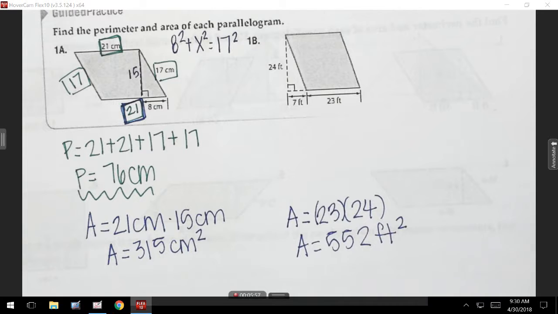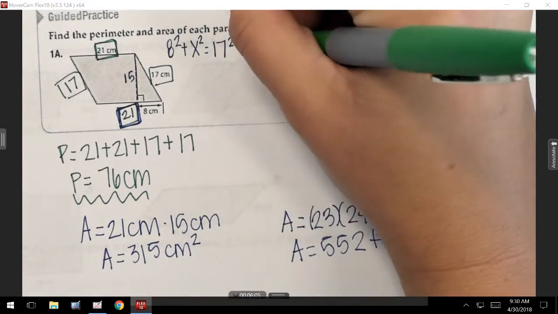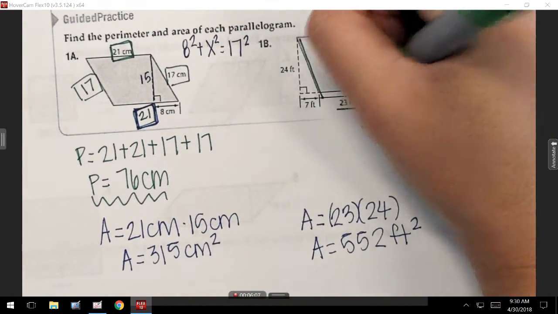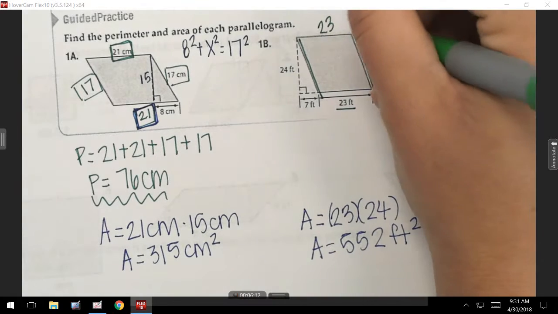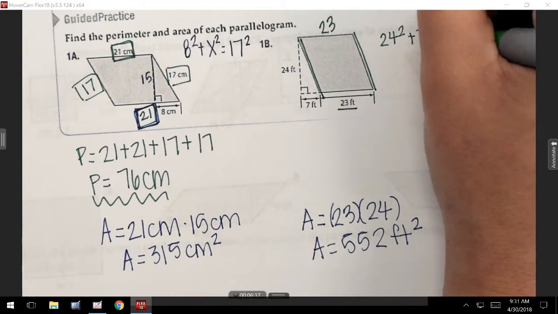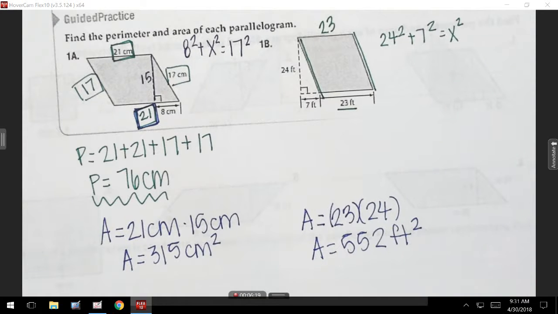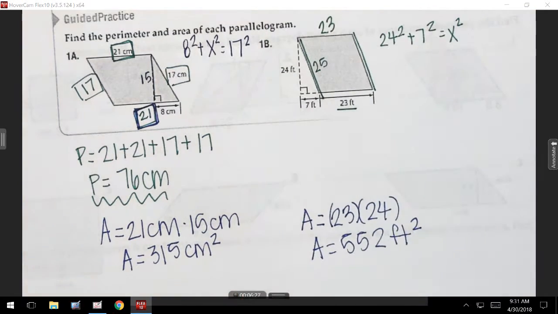Okay, what am I missing? The other side. I know this base is 23, which means the top is 23, but I don't have the slanted side. That's what that's called. It's called the slanted side. So I need to use what to find it? Pythagorean theorem. 24 squared plus 7 squared equals x squared. Take the square root of that. I got 25.